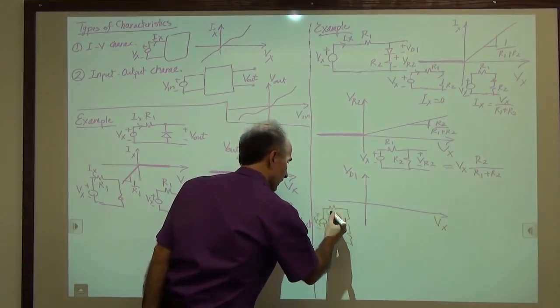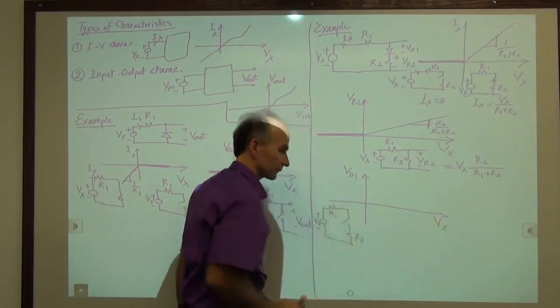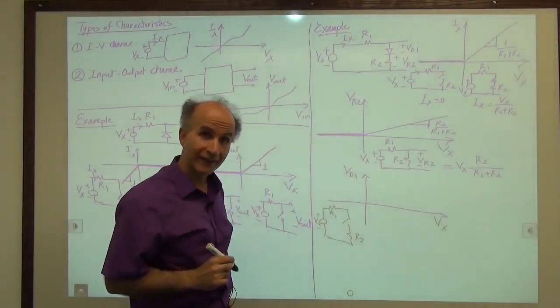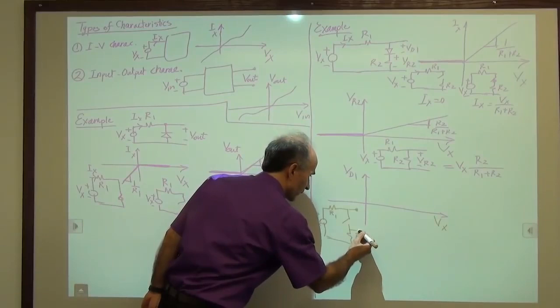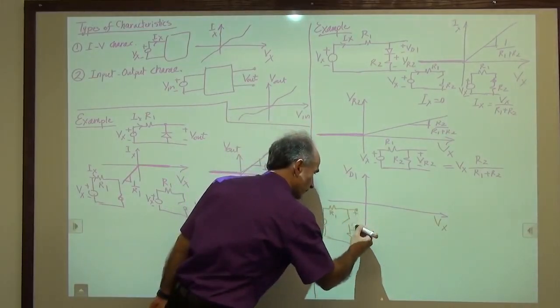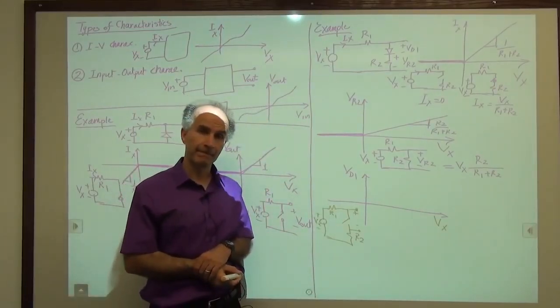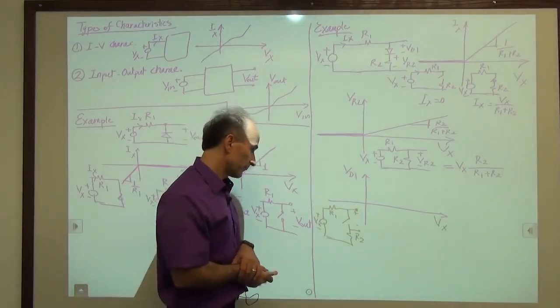Vx, R1, R2. Now this is a little tricky. I'm trying to find the voltage difference between this point and this point, because this is where the diode is located. So how much is this voltage difference as Vx changes? Okay, all right, well, no problem.